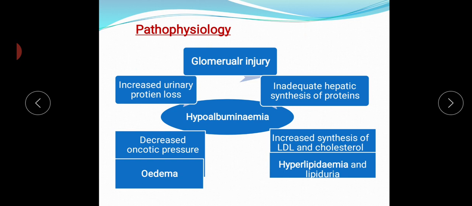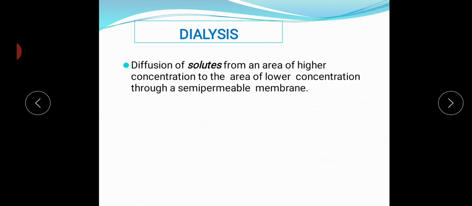That will decrease the oncotic pressure and because of that there will be edema, the excessive collection of fluid within the interstitial space. And second, this hypoalbuminemia will lead to increased synthesis of LDL and cholesterol, which may lead to hyperlipidemia and lipiduria. So this is about nephrotic syndrome.